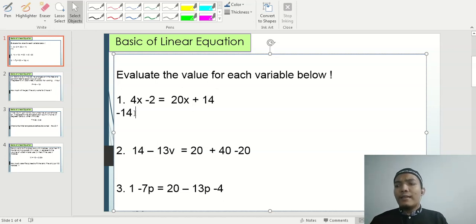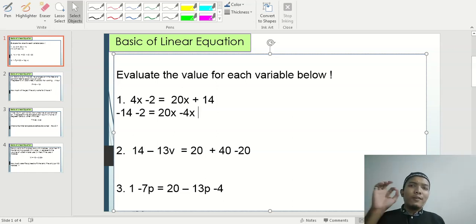So 14, and don't forget this minus 2 does not move. We do not intend to move this number. We intend for minus 2 to be combined with the other number, which is minus 14. So we have to put minus 2 here. Equals to, again, our target is to move 4x. Therefore 4x moved to the right side will become 20x minus 4x.